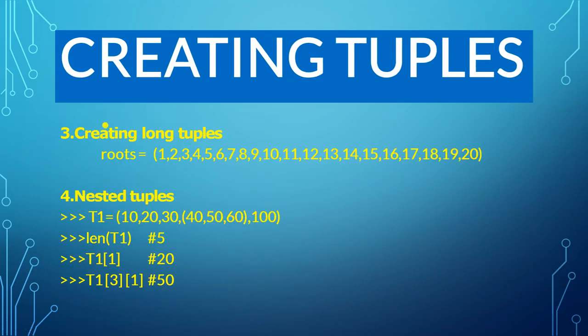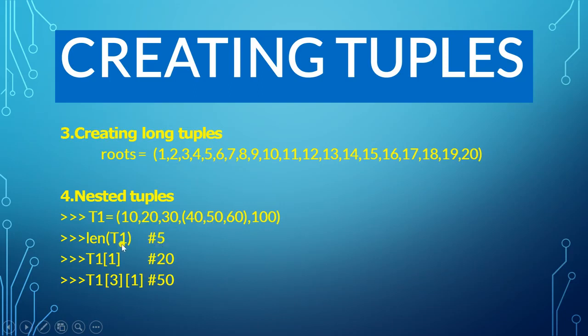Now creating long tuples. In this you can use any number of values. So this is a long tuple. Nested tuple: in this you can use a tuple inside the tuple. So this is the outer tuple, this one is the inner tuple. When you write the index, this will become 0, then 1, 2, this whole is the third index, and this is the fourth.